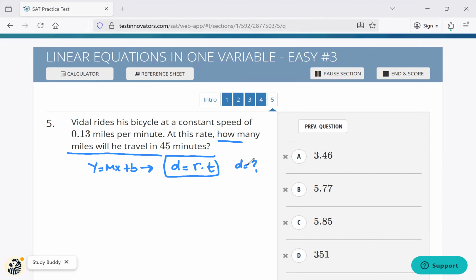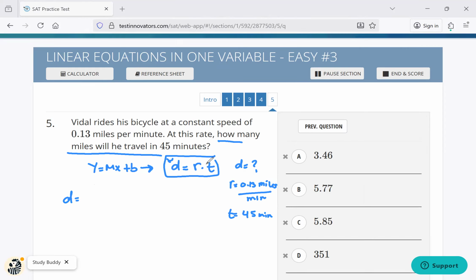And then what I'm going to do is fill in what we have. So he says he has a constant speed of 0.3 miles per minute. So that means my rate is 0.3 miles per minute, right? And then what else do they tell us? How many miles will he travel in 45 minutes? We also have a time of 45 minutes. Oh, this will come out nicely. So we got to solve for D, which is already isolated. So that's good. Sometimes you got to isolate the variable, but ours is already isolated.